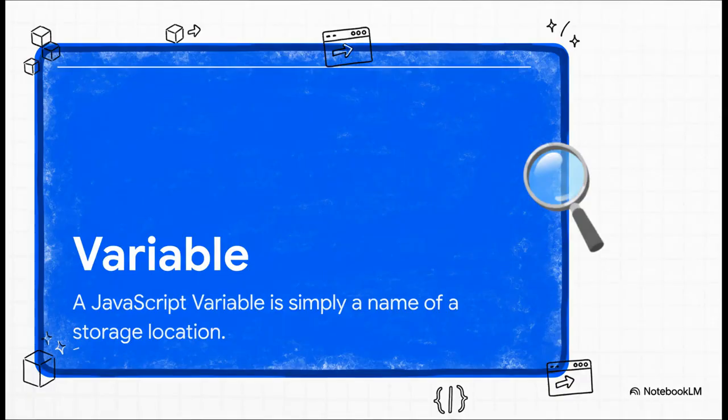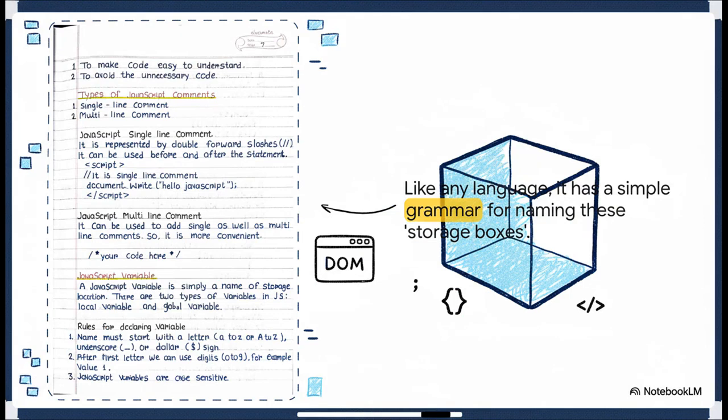So the first and probably the most basic concept is something called a variable. The notes here call it a name of a storage location, but honestly, the best way to think about it is just as a labeled box. That's it. You give the box a name, and then you can stick some information inside it to use later. And just like any language, it's got a few simple grammar rules for how you can name these boxes. As you can see right here in the notes, a name has to start with either a letter, an underscore, or a $ sign. Pretty simple, right?